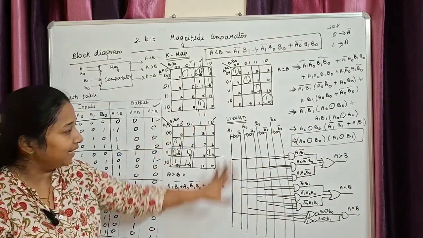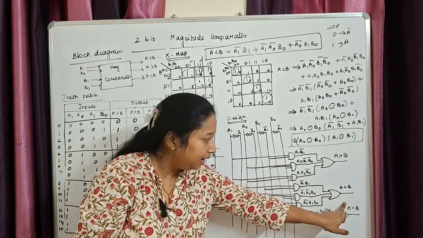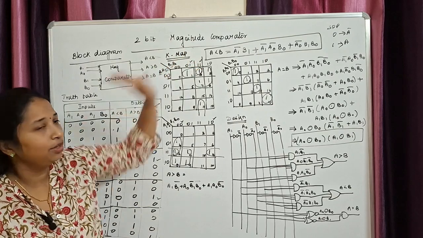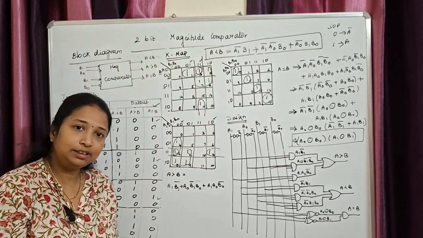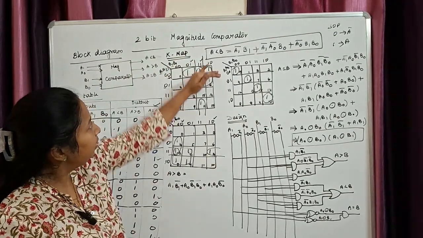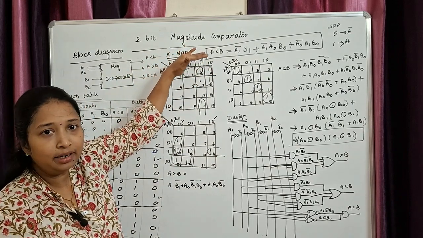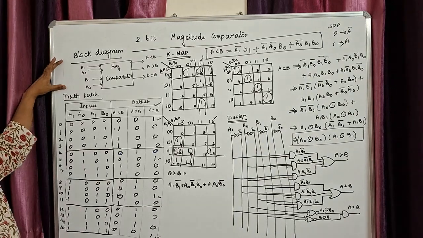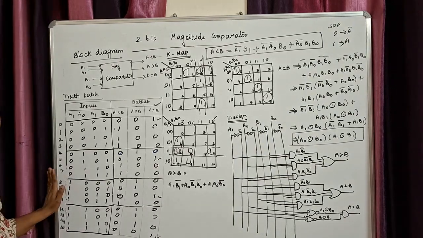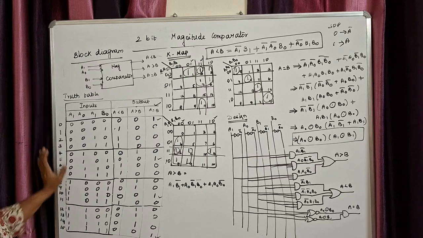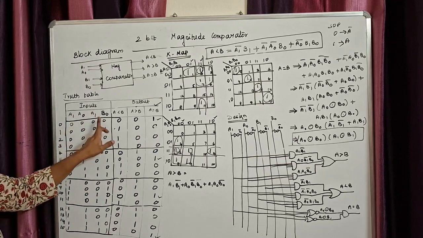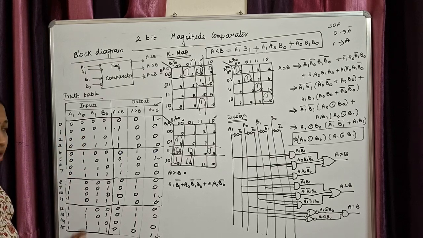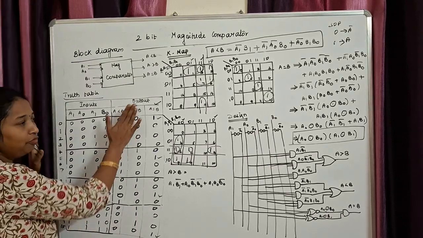Is it clear how to design the circuit for A greater than B, A less than B and A equal to B? This is how you will be designing your 2-bit magnitude comparator. Understand? Let's sum it up. What did we do for a 2-bit magnitude comparator? First step in the design procedure, we have to draw a block diagram. After drawing a block diagram, we have to draw a truth table. Fine. For your truth table, based on the input, how many bits are there? Based on that, you will decide on how many combinations you will be taking. Clear? After finding the combinations, you have to fill your output.